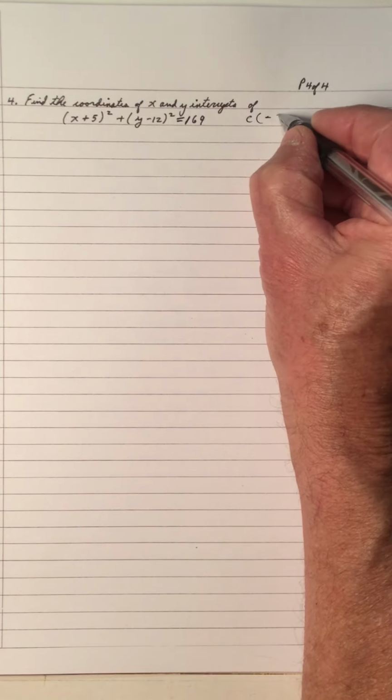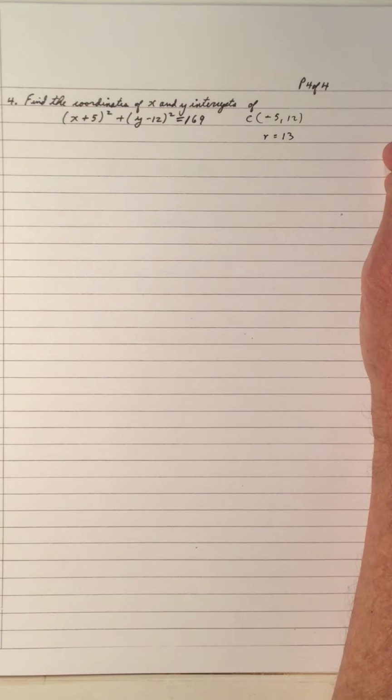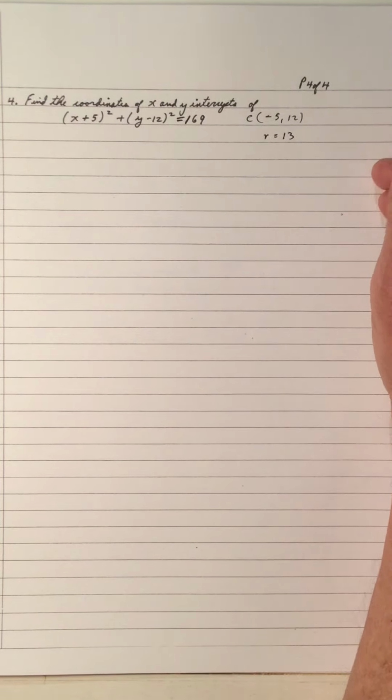Find the coordinates, number 4. Find the coordinates of the x and y intercepts of this equation. This equation represents a circle, and this circle has a center of negative 5 and 12. It also has a radius, which is the square root of 169, which is 13. So if you had graph paper and you could plot the center and have a radius of 13, then you can see what points it passes through.